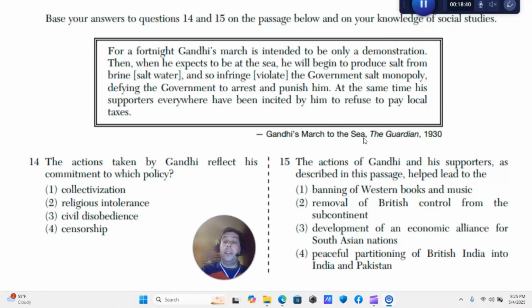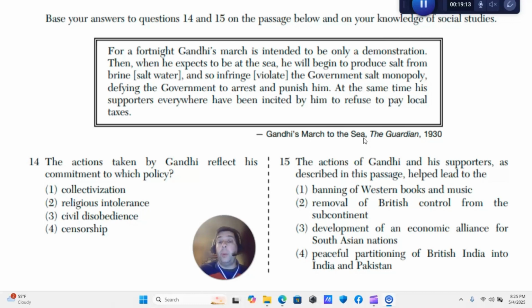The actions of Gandhi and his supporters, as described in this passage, helped lead to the. Okay. Interesting. I'm thinking it's probably independence for India, but let's see what it is. For a fortnight, Gandhi's march is intended to be only a demonstration. Then, when he expects to be at the sea, he will begin to produce salt, so now we know it's the Salt March, from brine or salt water, and so infringe or violate the government salt monopoly. Defy the government to arrest and punish him.